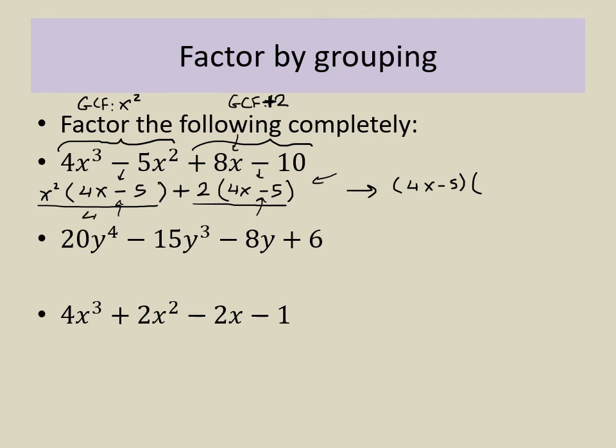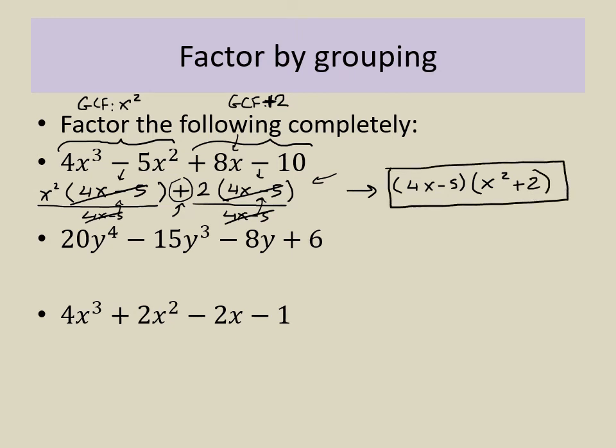If I divide this by 4x minus 5, I am left in the first term with x squared. And then the plus sign, that's why it's very important, goes here. And for the second term, those will cancel and I have 2. So this is the final factored form for factor by grouping.